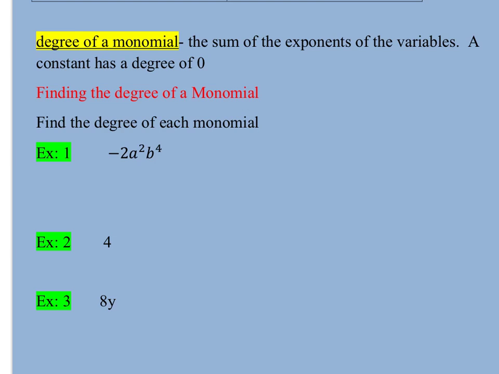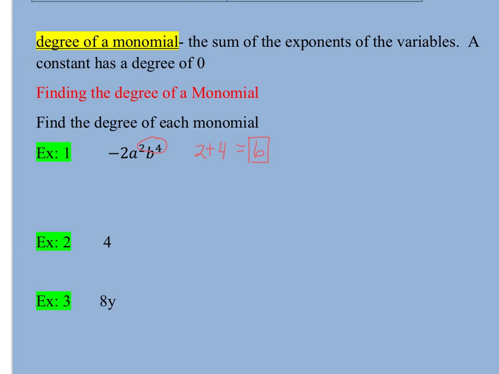What I want you to look at is these exponents right here. It doesn't matter whether they're different bases or like bases, you're just going to add those together. So to find the degree of example 1, you're going to take 2 plus 4, and that gives you a degree of 6. So the monomial has what's called a degree of 6.